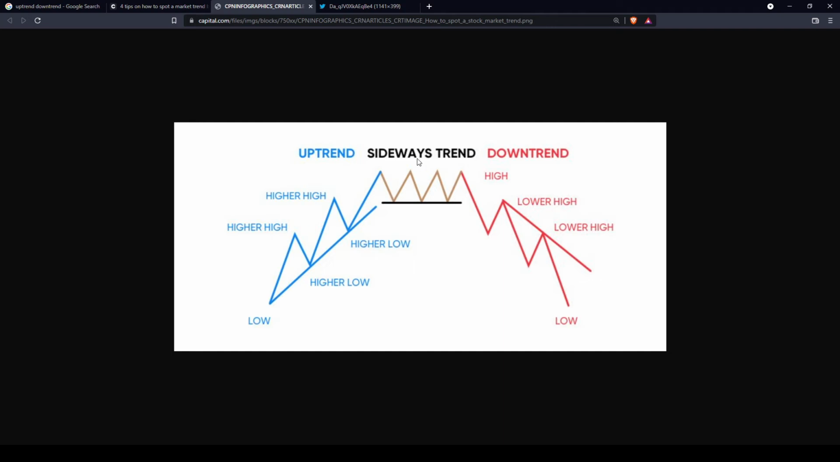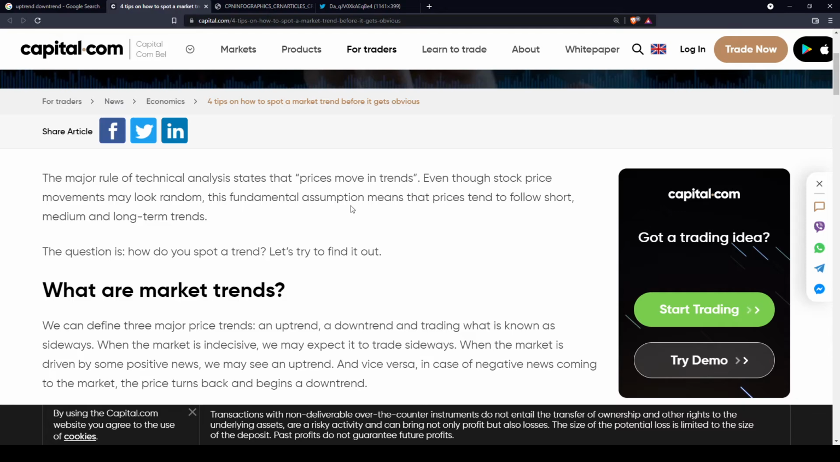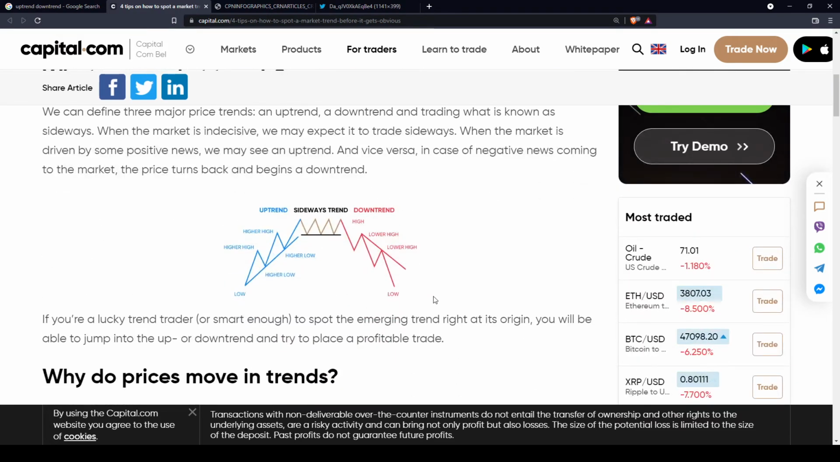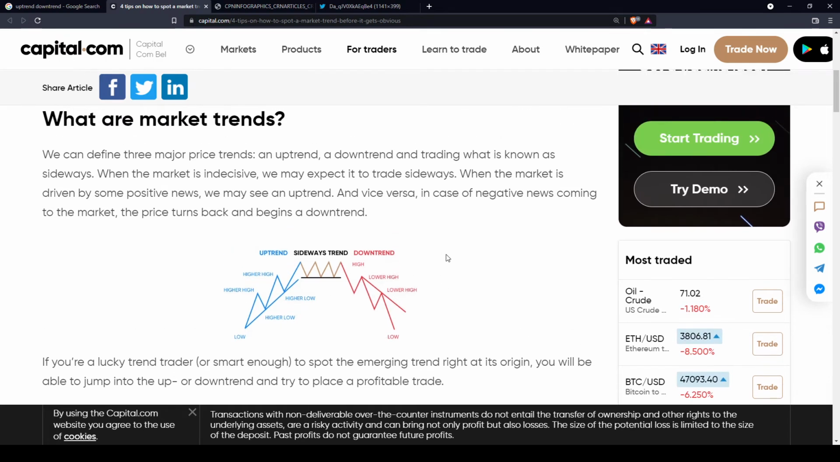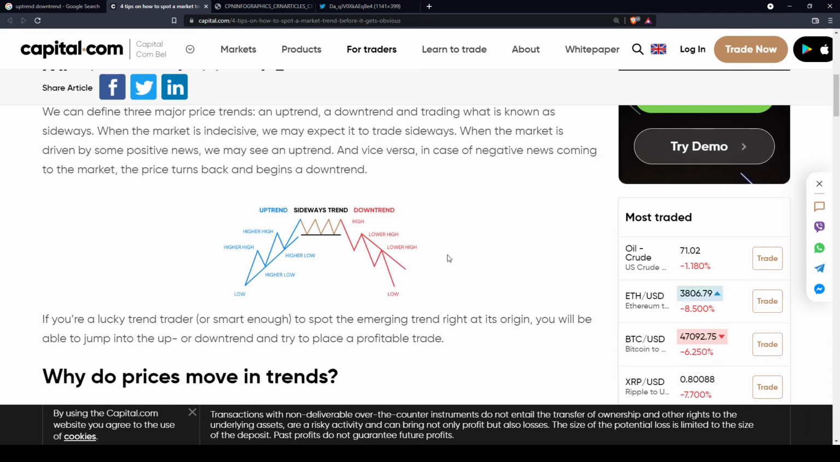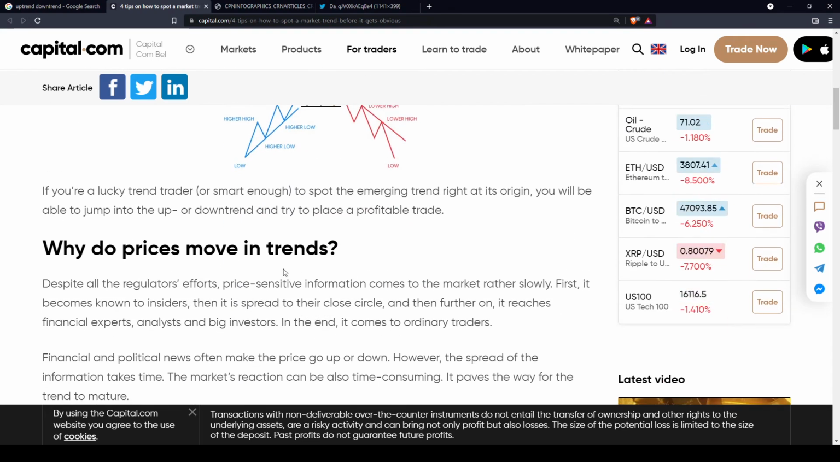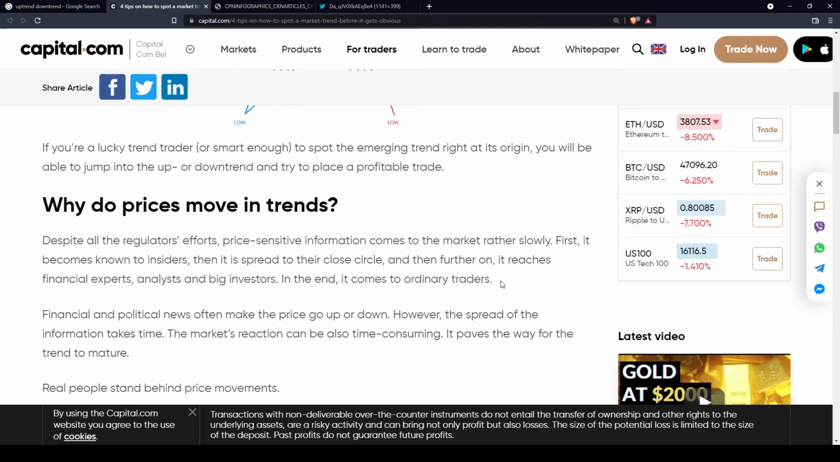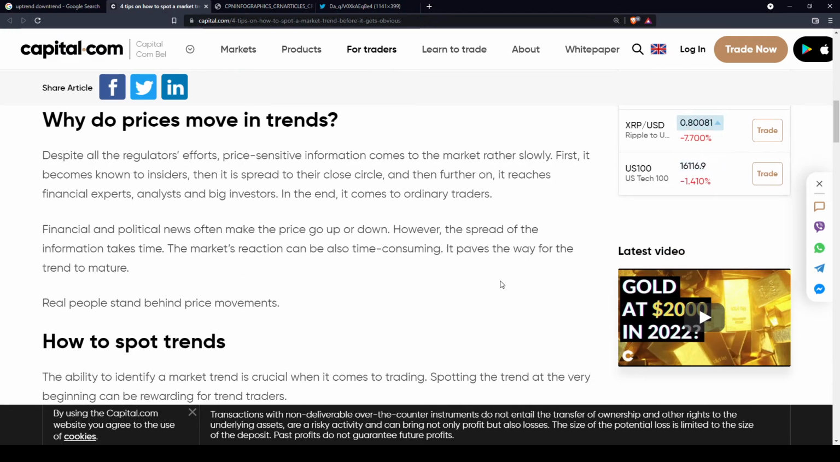Now, I'm already way longer than I thought I would be, but let's just skim this article to get a little bit of an idea. I took one of the pictures from this article because I found it very good and concise, but let's have a look. So, trends are something people analyze to see where the market is going. Why do prices move in trends?